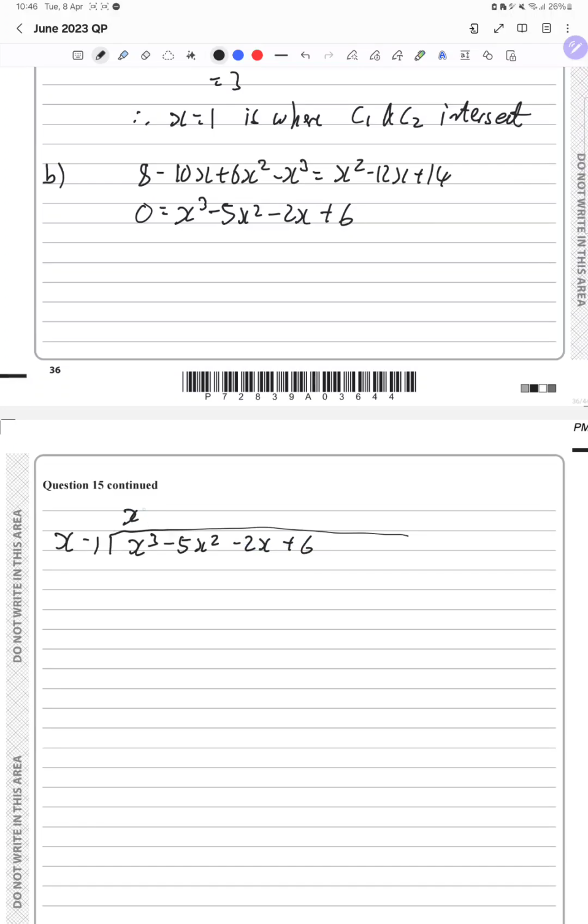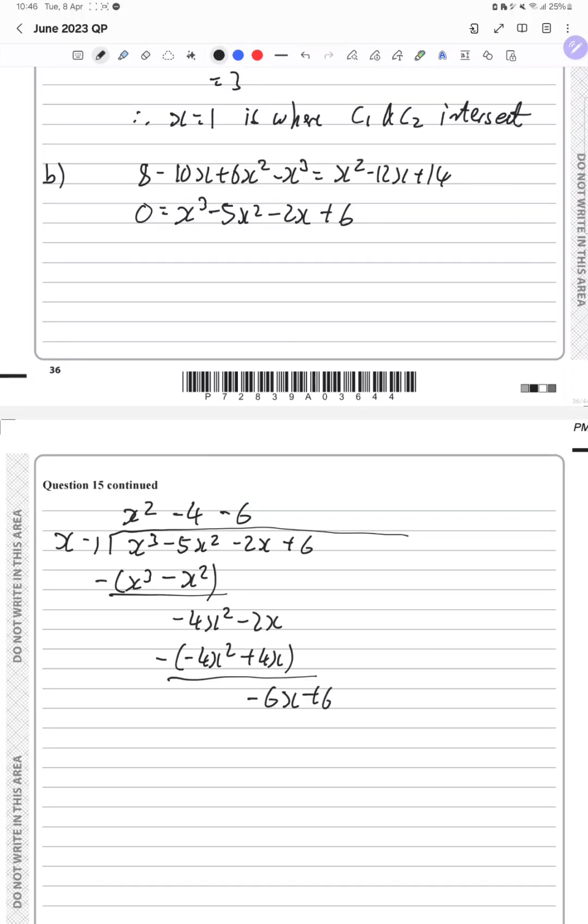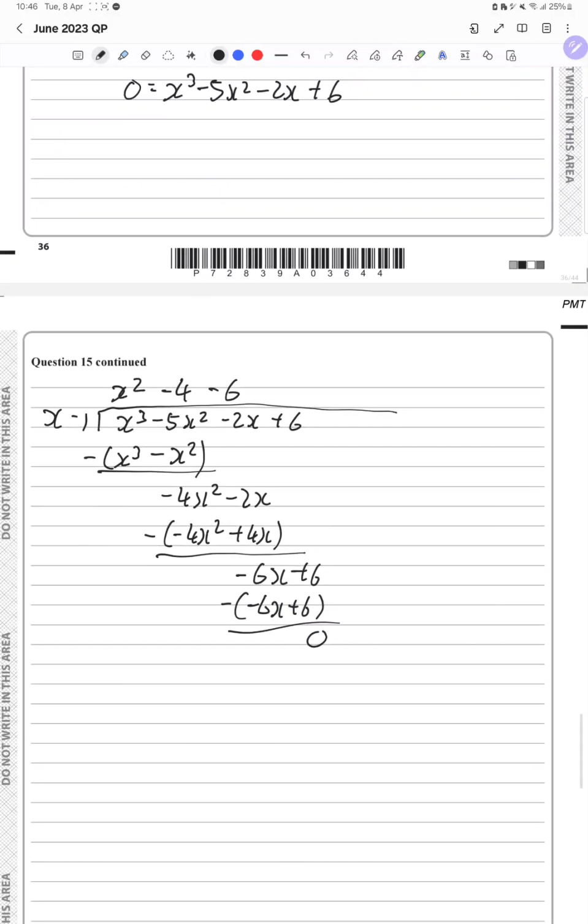So x cubed over x is x squared, so I'll take away x squared times that leading term. So we're going to get minus 4x squared. Bring that minus 2x down, so minus 4x squared over x is minus 4. So take away minus 4x squared plus 4x. And that's going to give us a minus 6x plus 6. Minus 6x over x is minus 6. So take away minus 6x plus 6, and we've got 0.